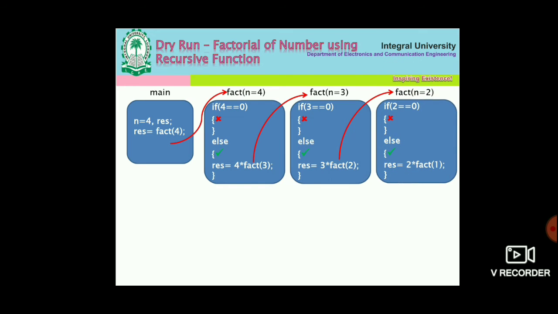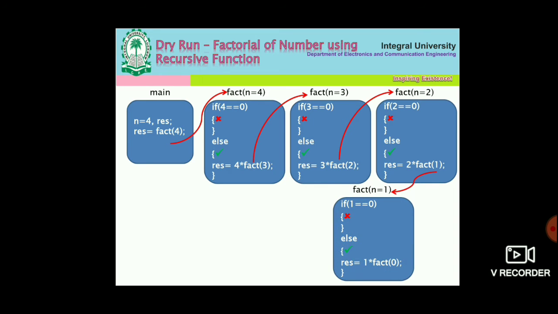In this, it will again check the condition if 2 equals 0, which is again a false condition. So the first statement will not be executed and the else statement will be executed, which says res is equal to 2 into fact of 1. This fact of 1 will again invoke a method frame in the forward direction with the fact function n equals 1.